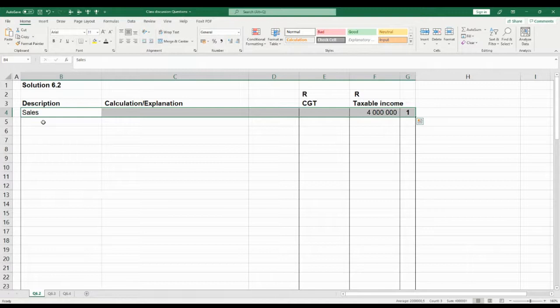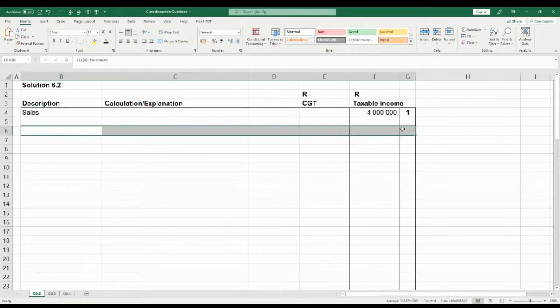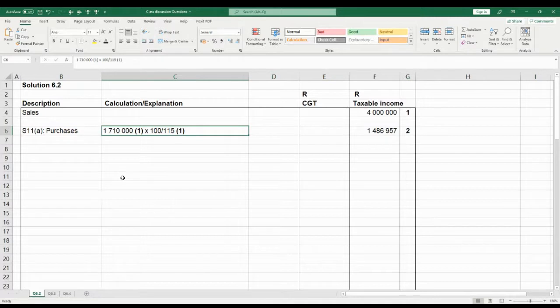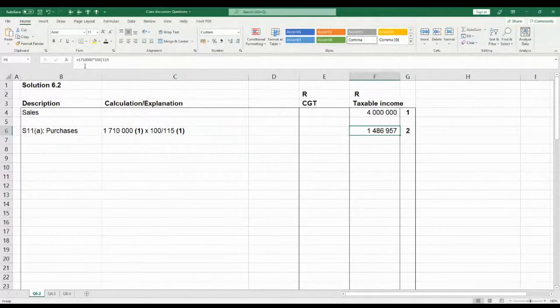Then they said we have purchases to the value of 1.7 million, but that was inclusive of VAT. So what we had to do for the purchases is take that 1.7 million, multiply with 100, and divide by 115 to remove the VAT component to get to the value you are allowed to deduct for VAT purposes. So I'm just going to make it negative because you can deduct it.